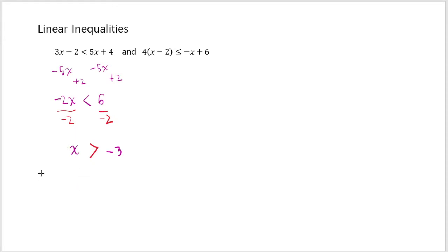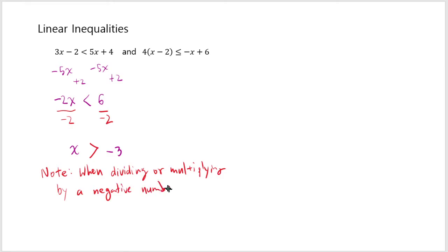Okay, so let's write that as a note. Note, when dividing or multiplying by a negative number, flip the inequality sign. Okay?